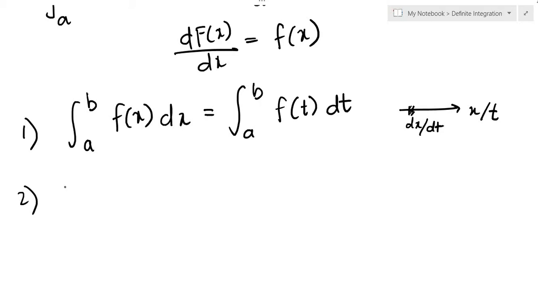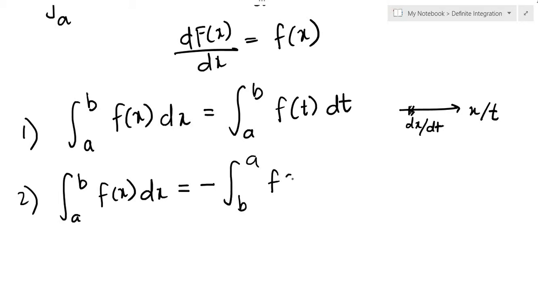The second property goes like this. The integral from a to b of f of x dx equals the negative integral from b to a of f of x dx. And what this says is you can flip the upper and lower bounds, but you have to put an additional negative sign here.